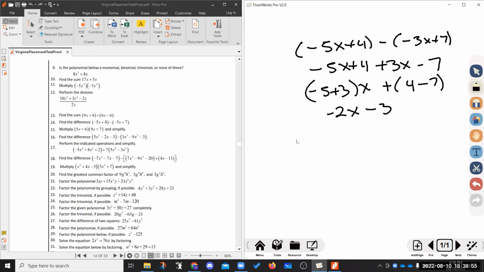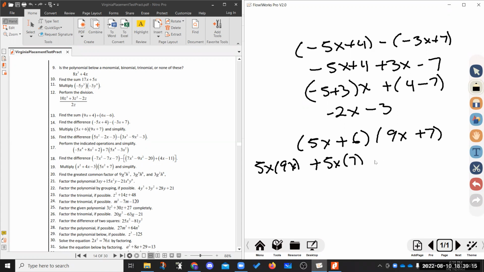Let's multiply these binomials now. We're going to use what we call the FOIL method to do this. It's just an acronym that stands for first, outside, inside, last. So we're going to multiply the first terms. Then we're going to multiply the outside terms, then the inside terms, and then the last terms. You're usually going to do that part in your head without writing it down.